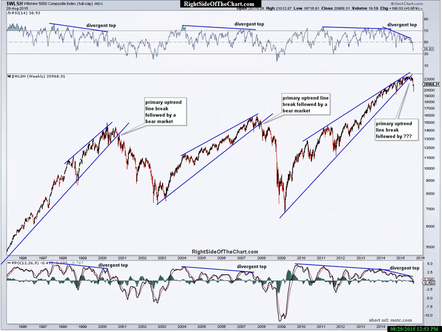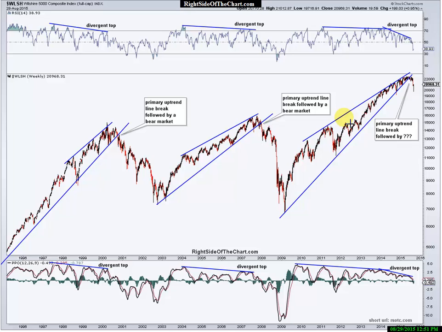Okay, and this is the last one to talk about trend lines. So this is the Wilshire 5000 composite index. Of all the stock indices out there, this would be the most representative by far, with roughly 5,000 components. It is pretty much an all-encompassing stock index.